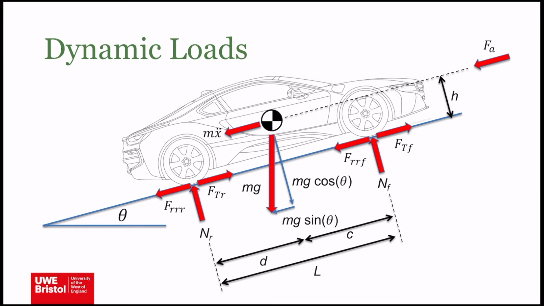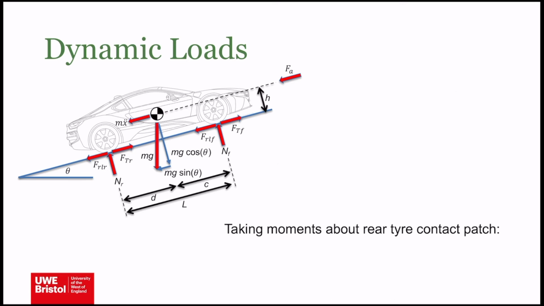By adding those values in, we can look at the moments about the rear contact patch. So again, we take moments around here. Fortunately, none of the rolling resistances impact this, because they're in line with this point. We've got NF going this way, we've got mx going this way as well, we've got mg going this way, and the aerodynamic drag going that way. You can put all these things in there. The sum of all the moments must equal 0.